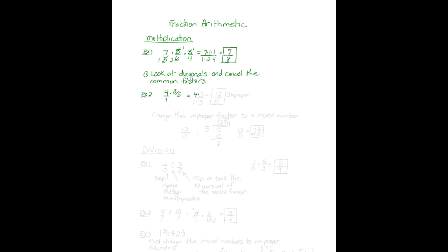So in the numerator we'll have 4 times 3. In the denominator 1 times 5. So we'll get 12 over 5. This is an improper fraction. The answer is correct. If we want to change it to a mixed number, let's do that next.